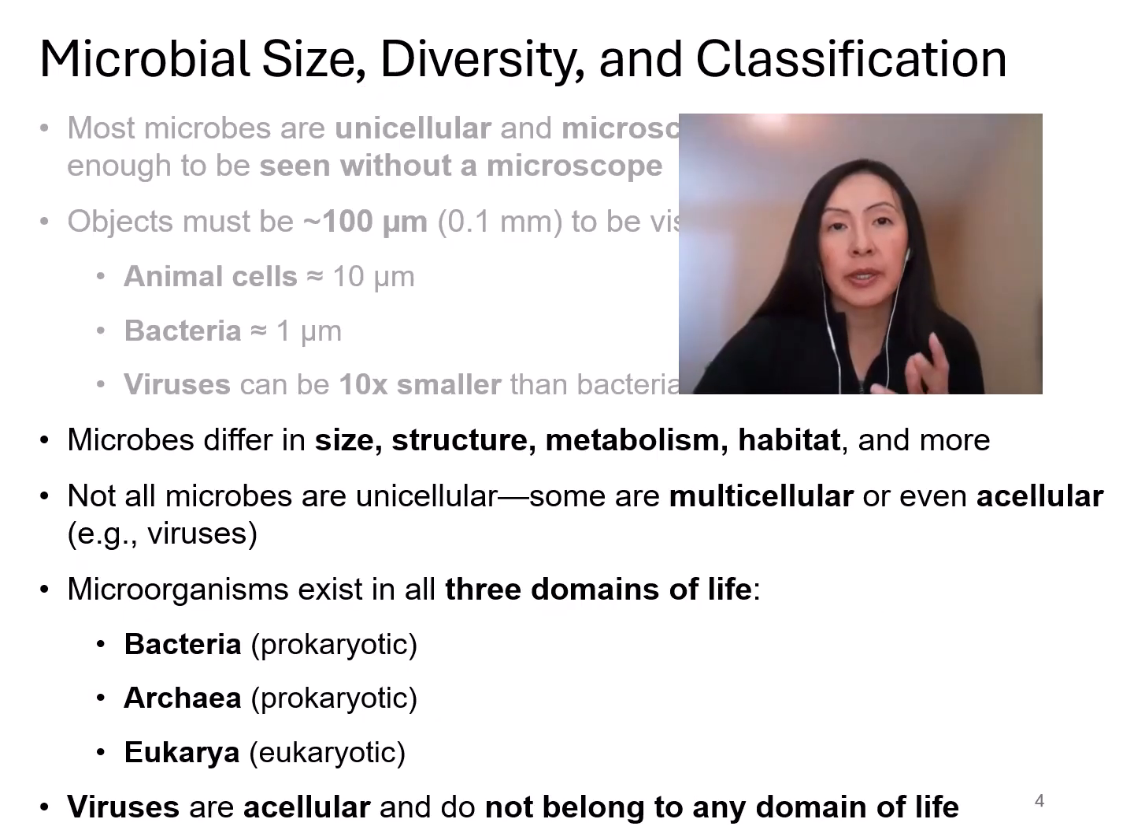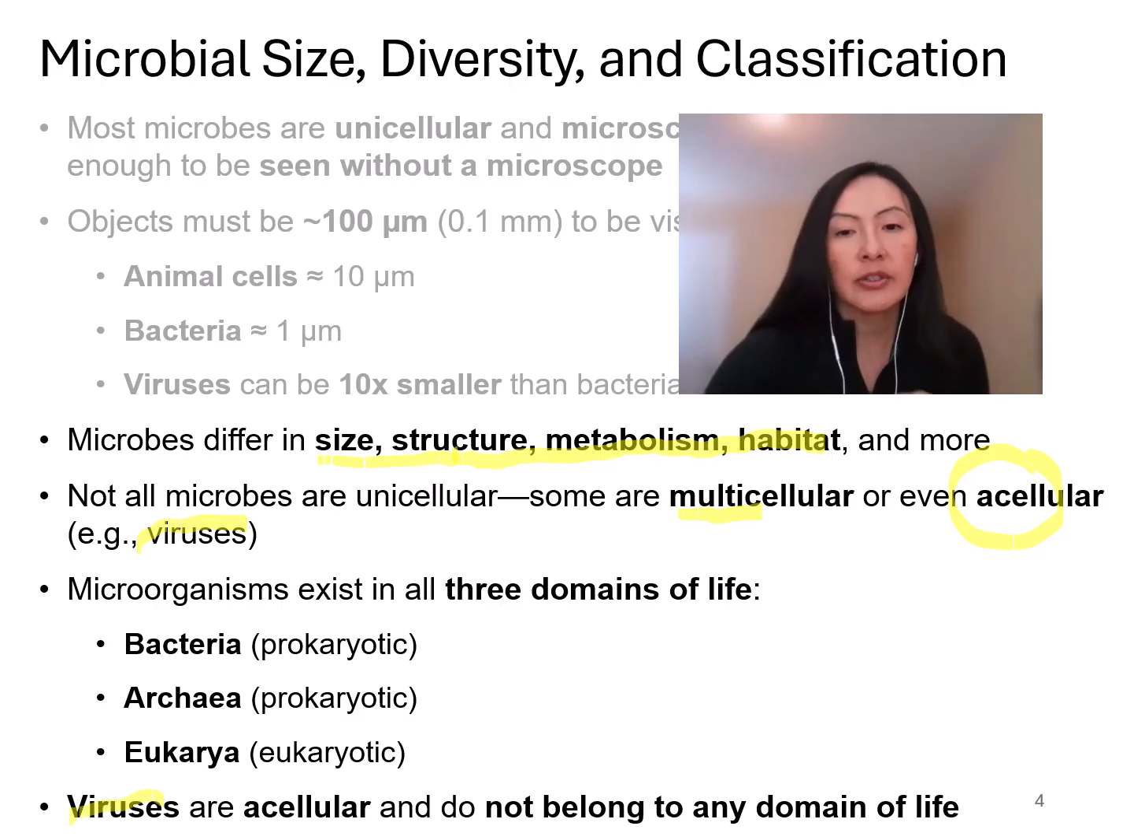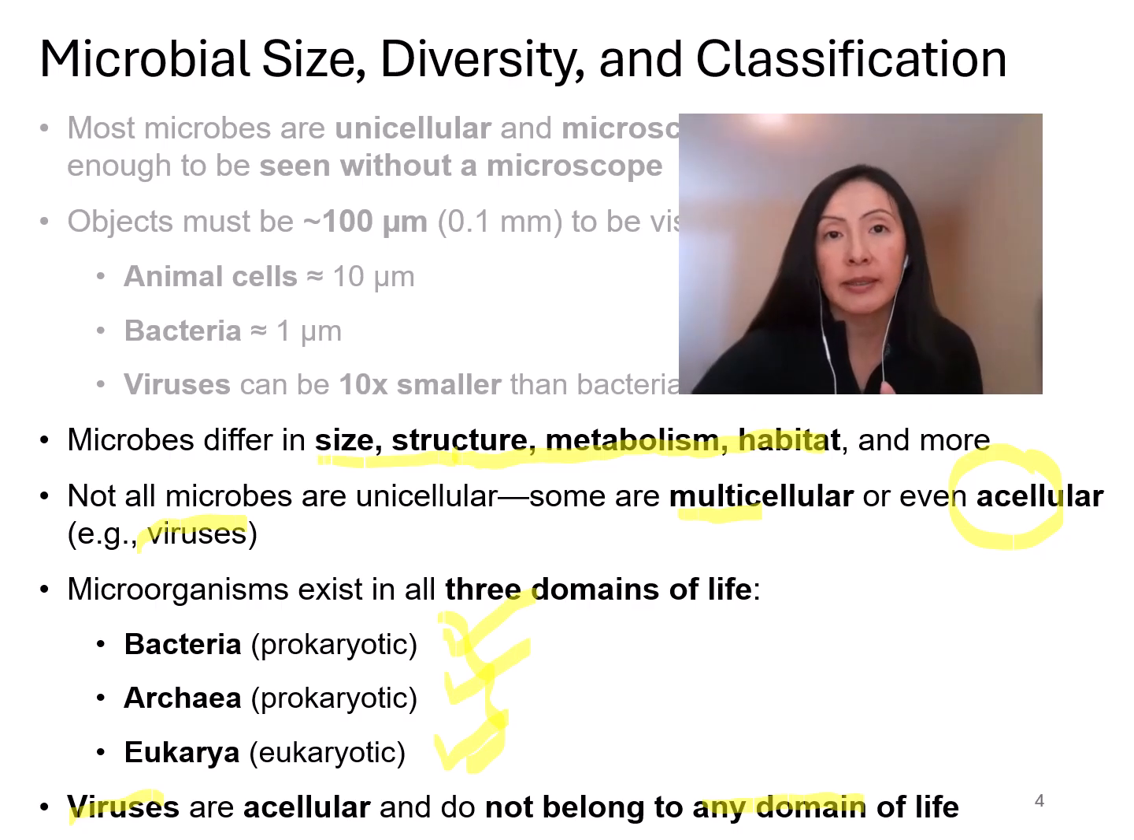We learned earlier that microbes not only differ in size, but can also differ in their structure, metabolism, and habitat. Some of them are unicellular, but others can be multicellular, and some of them are even acellular, or not cellular, such as viruses and a few other infectious agents we'll talk about soon. Those that are acellular, like viruses, do not belong to one of the three domains. The others all belong to one of these domains: the bacterial domain, the archaeal domain, or the eukarya domain.